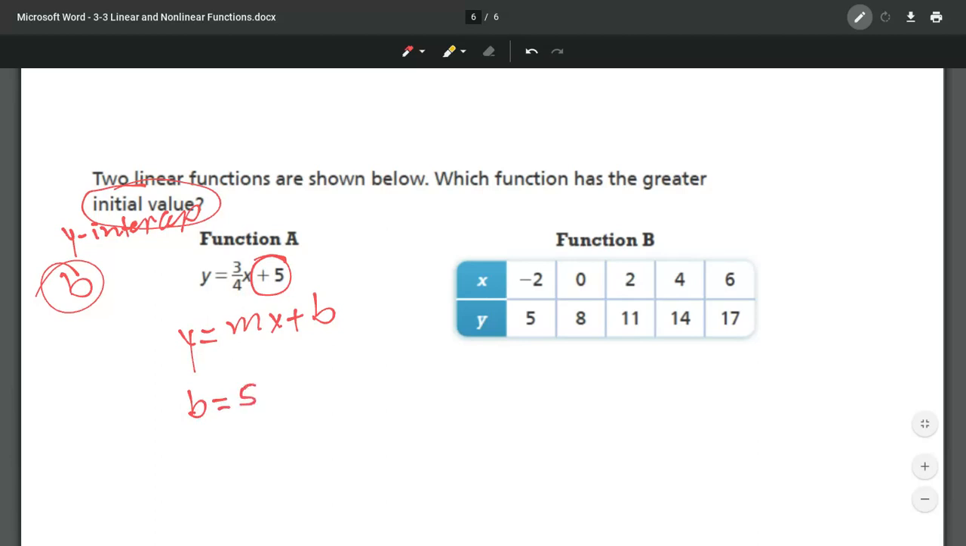For function B, I'm going to go to that value where x is 0. When x is 0, all right, the y is 8. The y-intercept, or the b, is 8. So b is 8 for that. Which function has the greater initial value? Function B has a greater initial value.